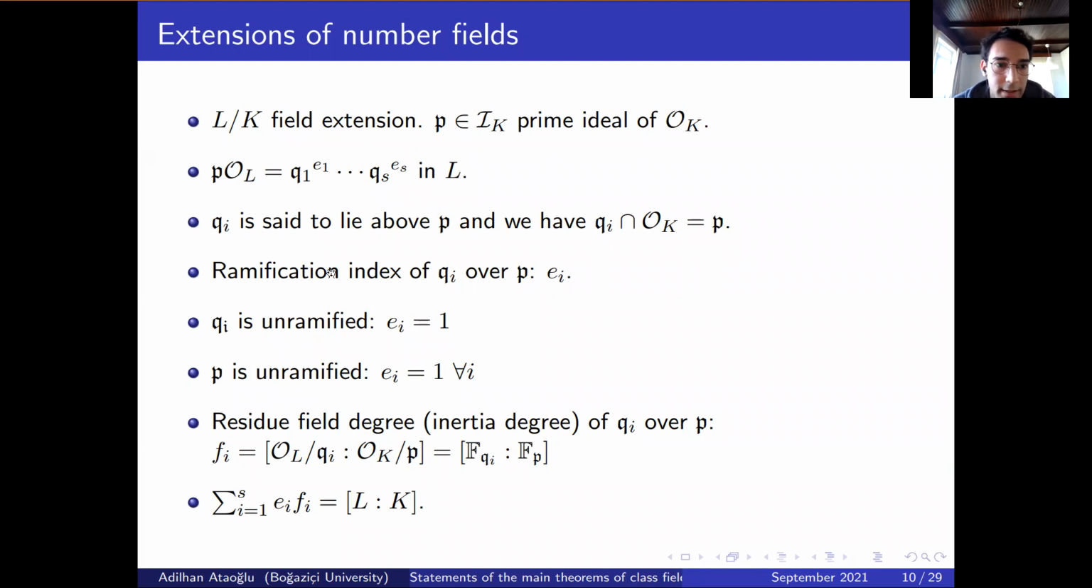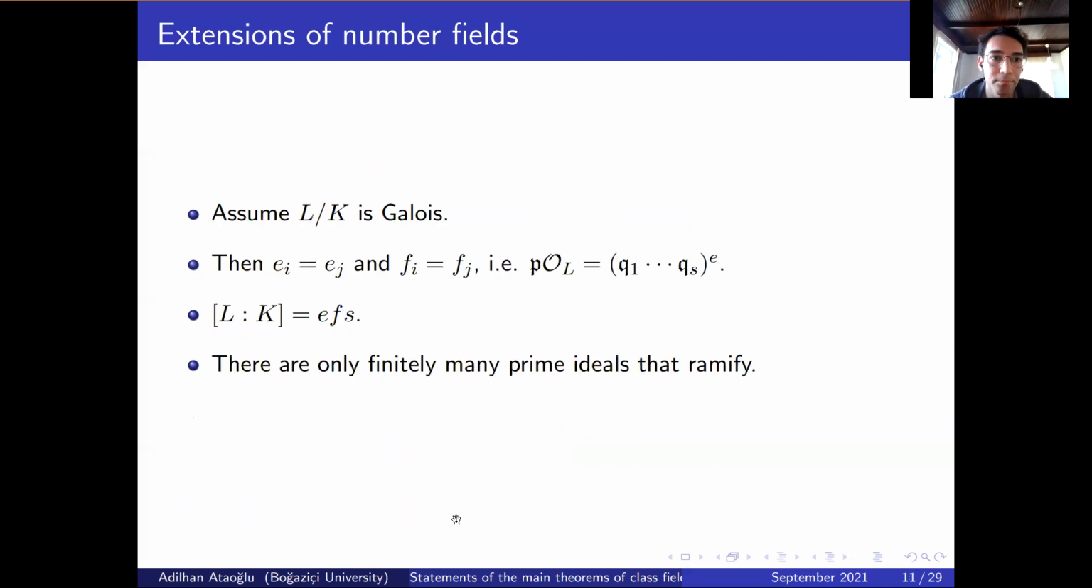And since L over K is a field extension, by taking the residue fields, we have a residue field extension, and the degree of this extension is called the residue field degree or inertia degree. There is a strong relation between these two numbers, the ramification index and the inertia degree, and the field extension. If we take this sum, we get the degree of the field extension L over K.